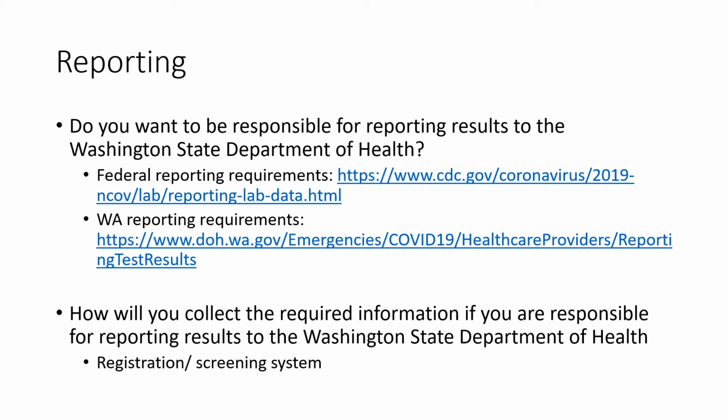There are a number of commercially available systems that can help you collect the required information as part of a screening, consent, and appointment-based process. These systems may also have the ability to transmit the information to the DOH.